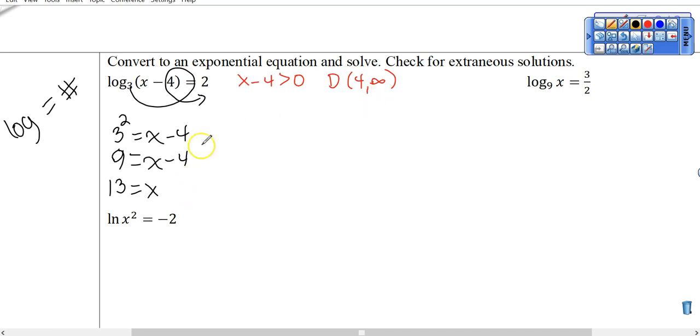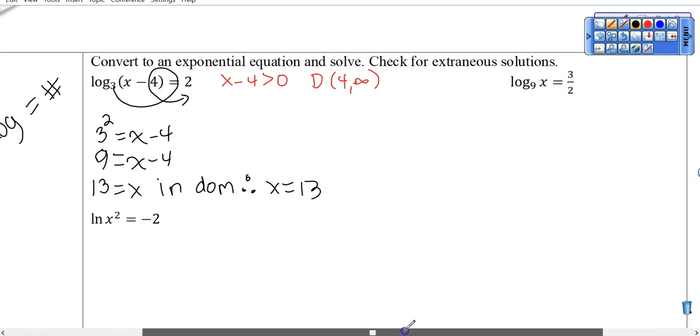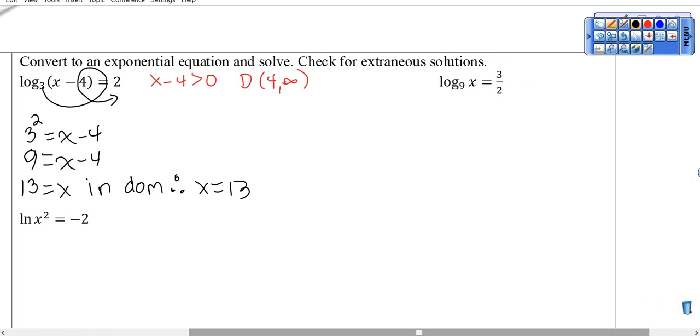And then you just check it. Is it in your domain? Yep. 13 is definitely in the domain. Therefore, x equals 13 is your solution. So it goes a little faster, a little easier to manage. Questions? Okay. Domain restriction. x has to be greater than 0. So our domain is 0 to infinity.